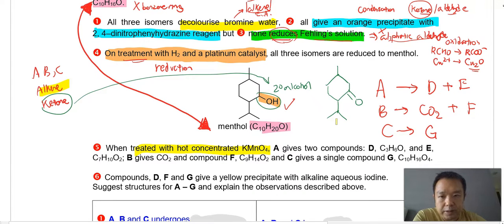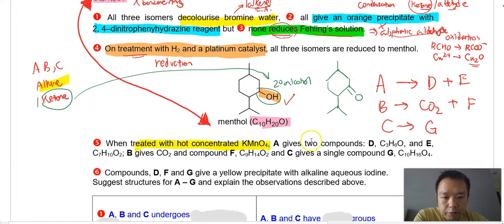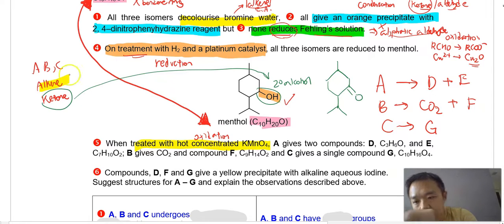Where is the position of the CC double bond in the ring? Or is it in the side chain? So for 5 itself, we realize that it's quite complicated when treated with hot concentrated KMnO4. Alright, it's an oxidation reaction. So if you take a look at what functional groups can be oxidized, it's an alkene functional group, because ketone cannot be further oxidized. So you can see A gives compound D and E, B gives compound F and CO2, and C gives compound G.